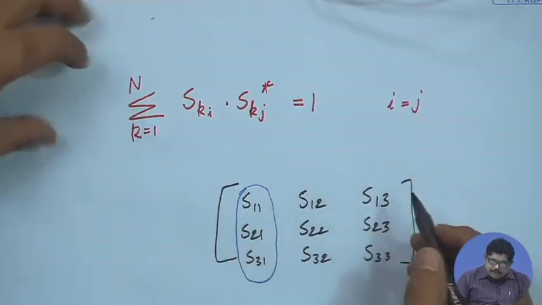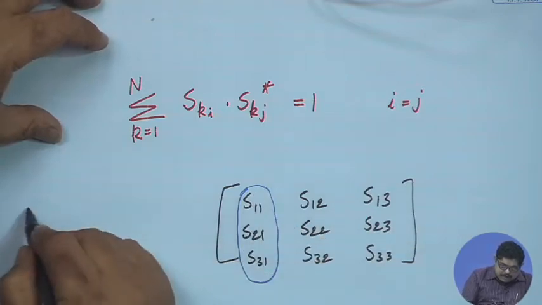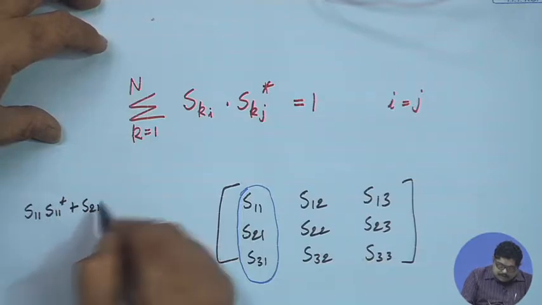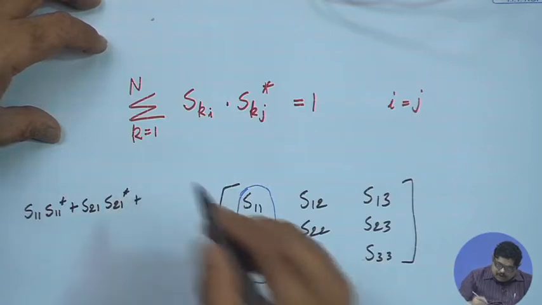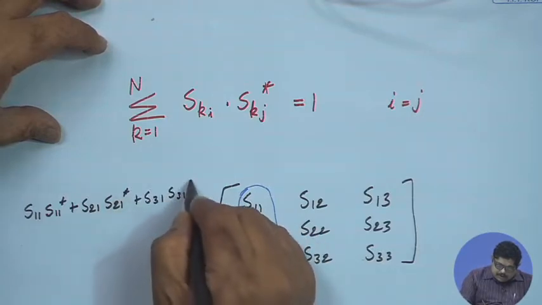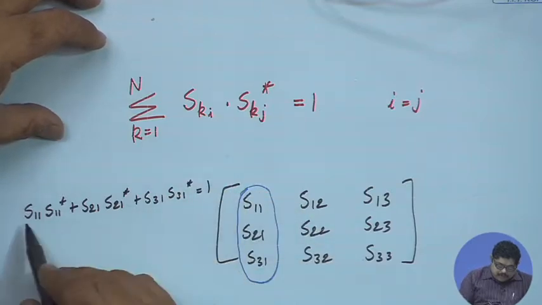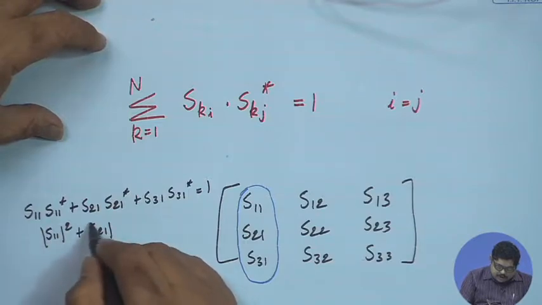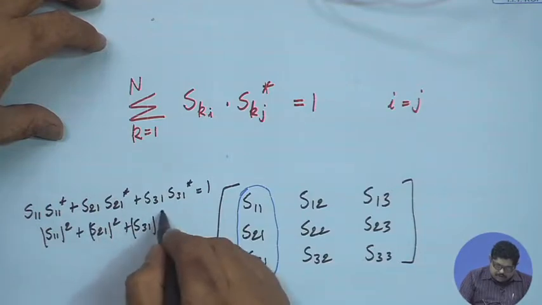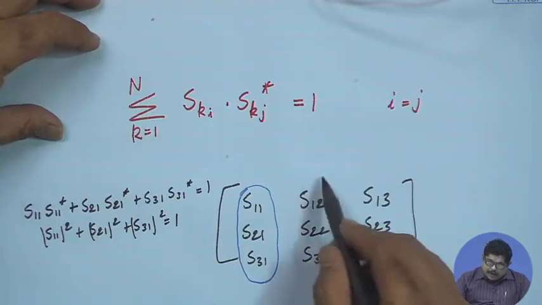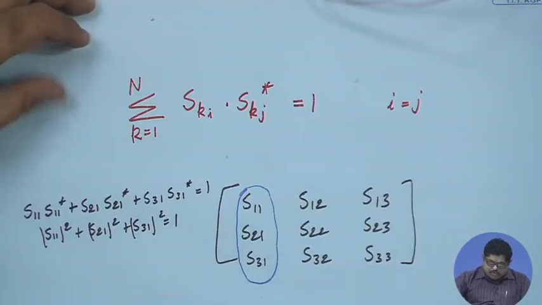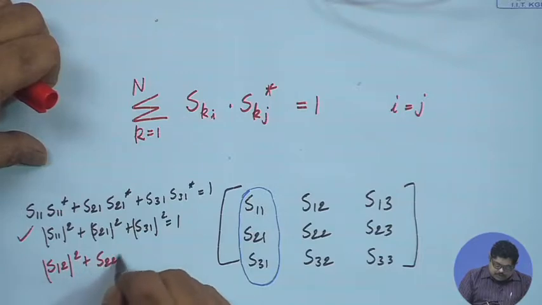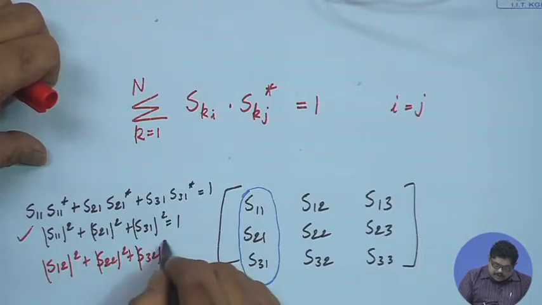So, if the matrix is unitary, I will get S11 S11 star plus S21 S21 star plus S31 S31 star is equal to 1. S11 S11 star means what? S11 square plus S21 square plus S31 square is equal to 1. Also, I will have for these, that means S12 square, so this is 1, then I should have S12 square plus S22 square plus S32 square is equal to 1.